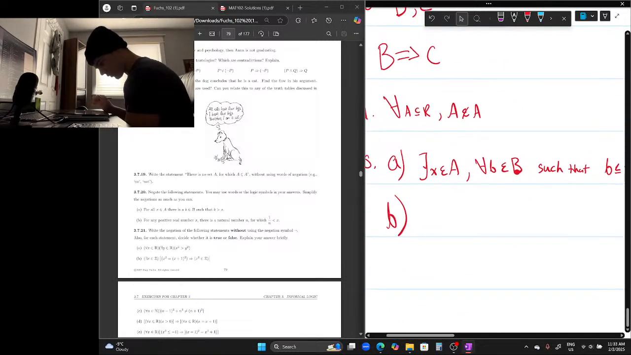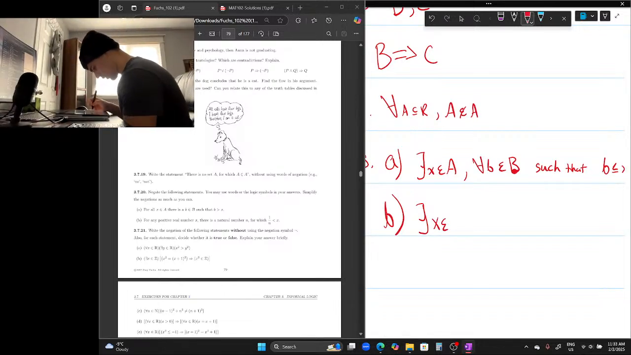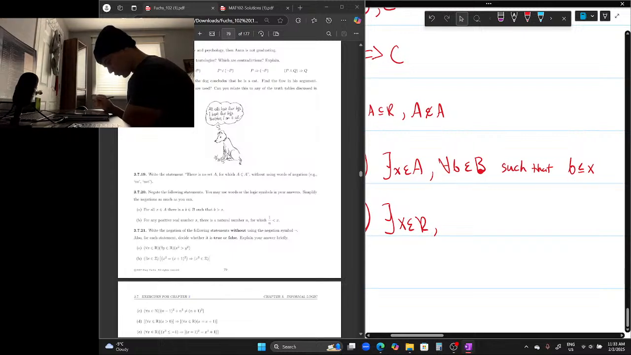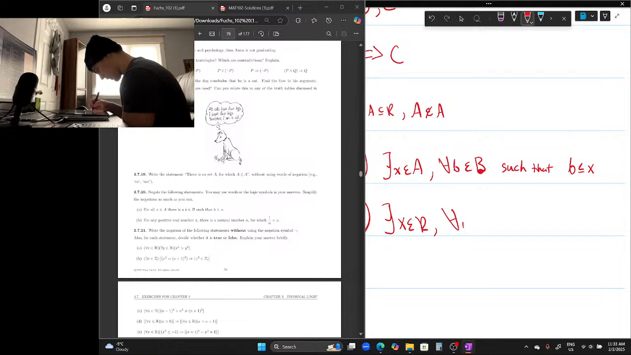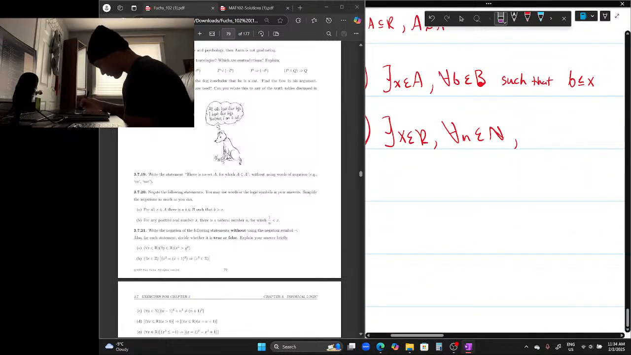For any positive real number x, there exists an x, because I think that'd be for all. X in a set of reals, which you don't have to state because whatever. There is a natural number n for which 1 over n is less than n. So for all n in the set of naturals, there is 1 over n that is greater than or equal to x. Okay, this statement is obviously false.